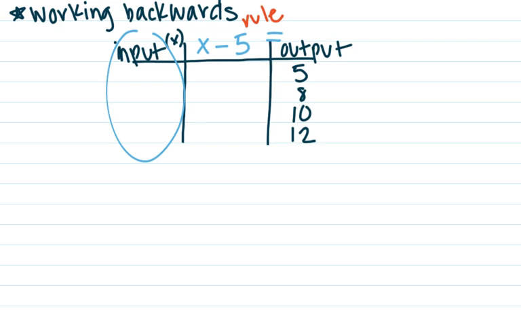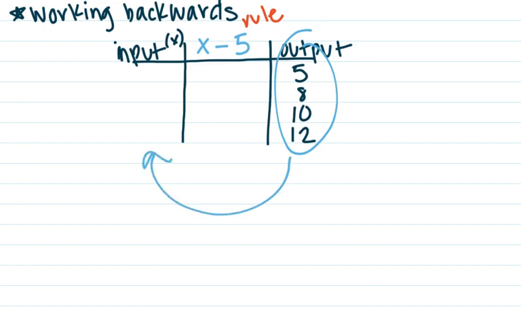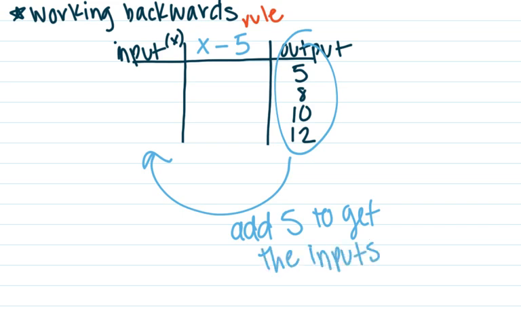So what we have to do is we have to work backwards. We are going to work backwards. And the way that we're going to work backwards is I am going to do the inverse operation. Inverse means opposite operation. So in order to get this column here, everything is subtracting 5. So in order for me to work backwards to get that column, I have to do the opposite of subtracting 5. I am going to have to add 5 to get the inputs. And so that is what I'm going to do over here. I'm going to add 5 to all of these numbers.